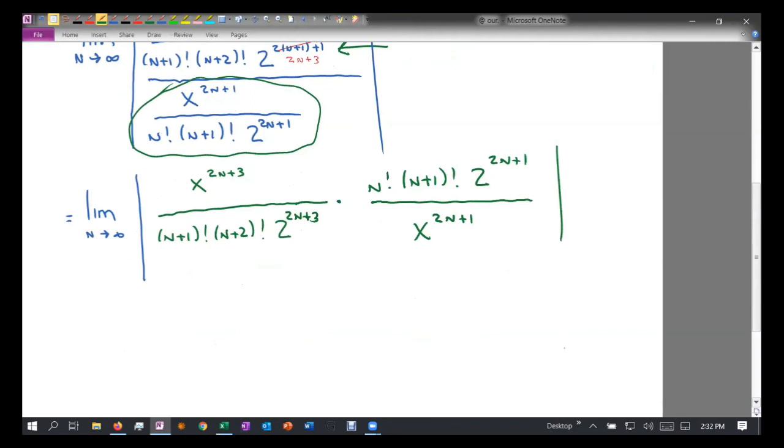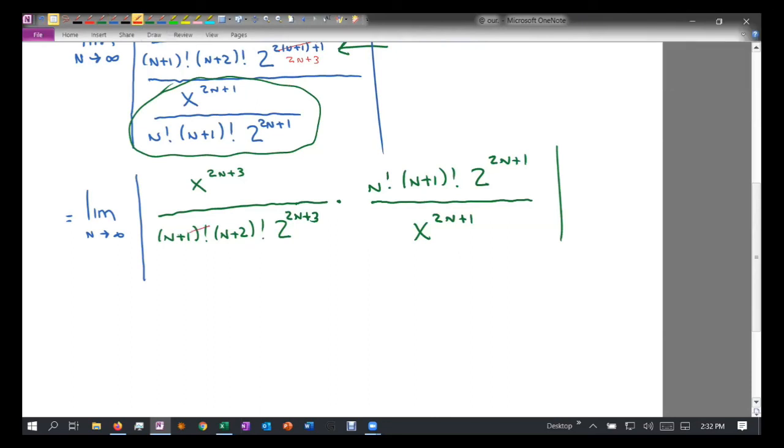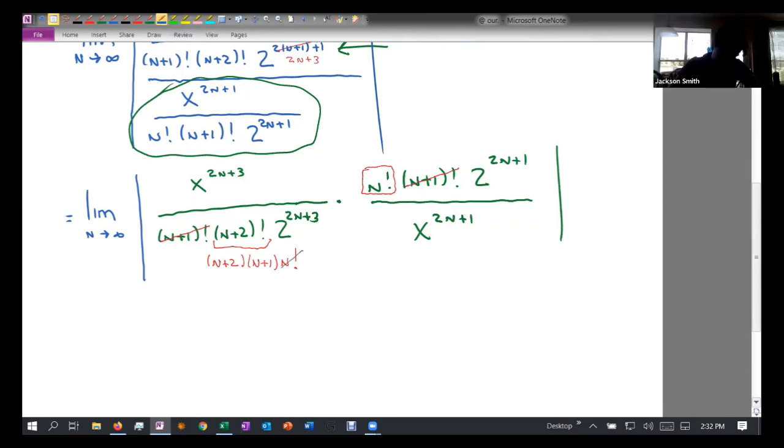We need to get stuff to cancel. Does anything cancel yet? The (n+1) factorials are gone. Is there anything I can do with this n factorial to make it go away? Break apart the (n+2) factorial into (n+2) times (n+1) times n factorial, and then cancel out the n factorials. Perfect. There it is. Y'all good with that? Yes.